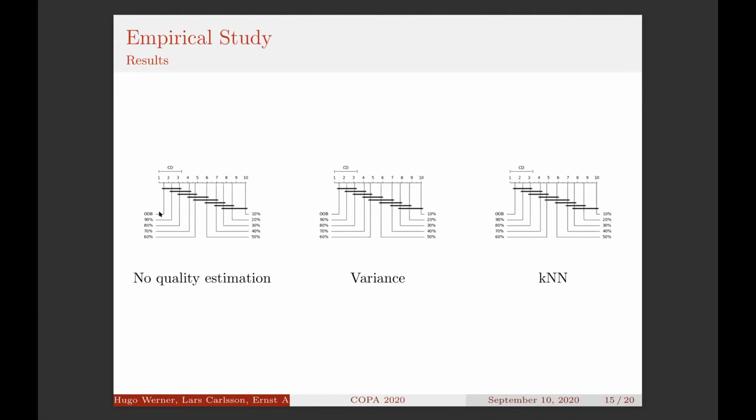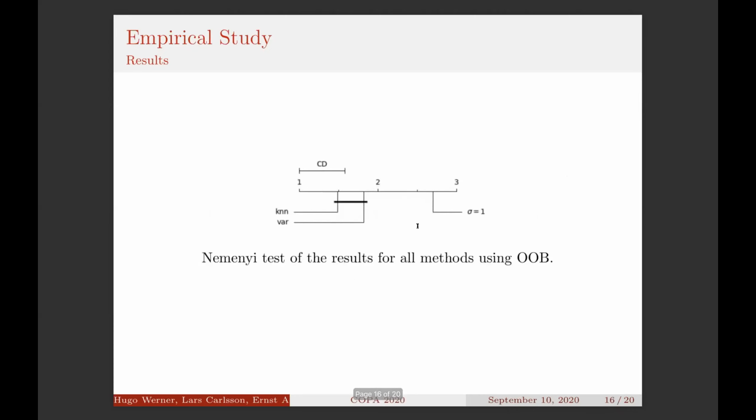So one nice result is that the OOB method actually ranks better here more often than not, which is quite nice. So if we want to compare these different quality estimation methods, we looked at the results from the out-of-bag method, and here we can see that there was an improvement in using either the nearest neighbor or the variance approach to estimating the quality compared to not estimating it at all and just having sigma hat equal to 1.